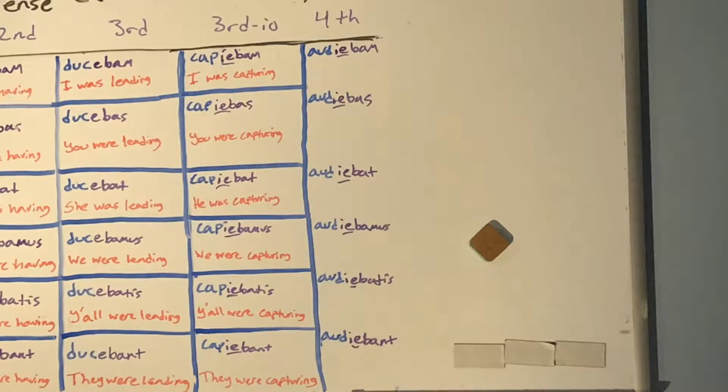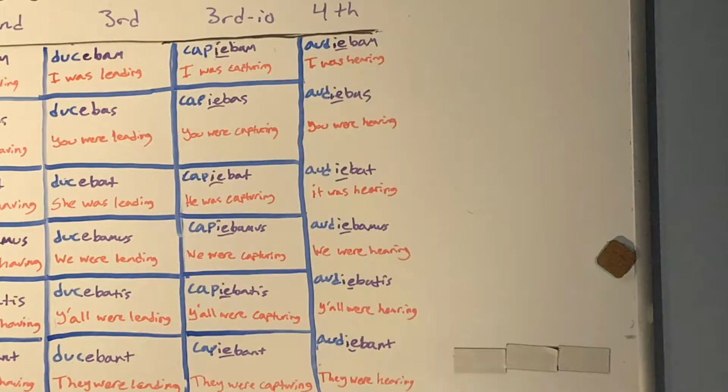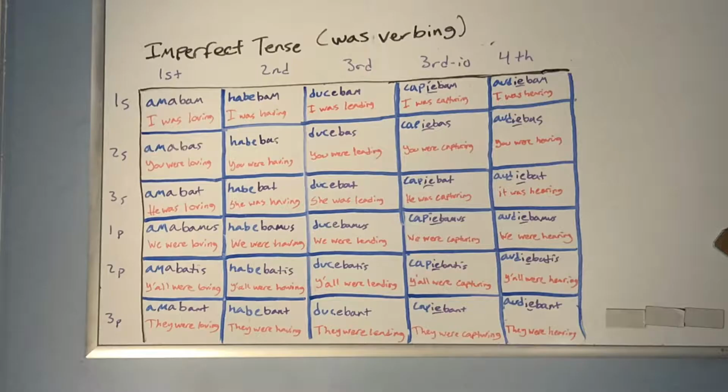Now we move into fourth conjugation. As I said, it keeps that IE. Third IO and fourth, think of that extra IE, or think of that IE ending when you think of imperfect. So fourth conjugation, IE plus your imperfect endings. So audiebam, audiebas, audiebat, audiebamus, audiebatis, audiebant. And this is I was hearing, you were hearing, it was hearing, we were hearing, y'all were hearing, and they were hearing.